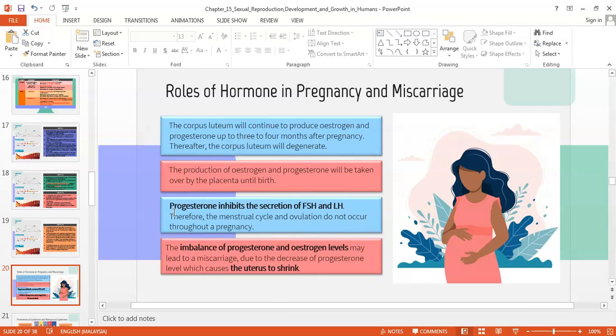And this progesterone inhibits the secretion of FSH and LH. The high level of progesterone will inhibit the secretion of FSH and LH, so there is no menstrual cycle and ovulation occurring throughout the pregnancy.